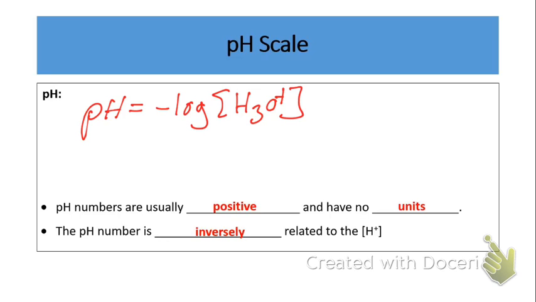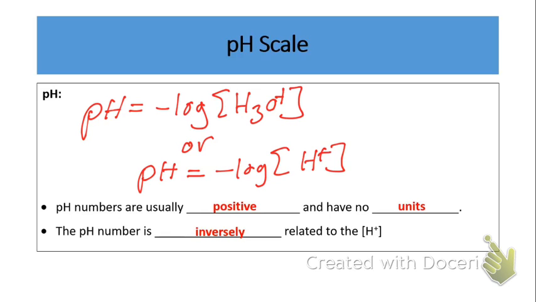So you could look at it also, the pH is equal to the negative log of the hydrogen ion concentration, which of course is the same as the hydronium ion concentration. pH numbers are usually positive and there are no units to pH. The pH number is inversely related to the H plus concentration.